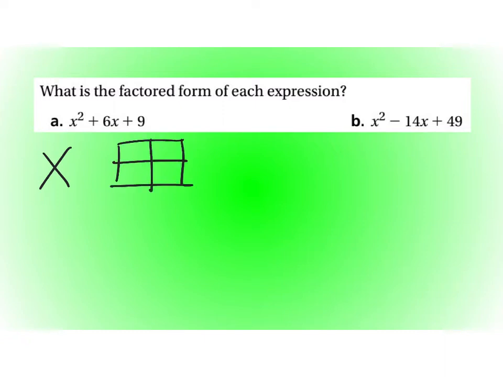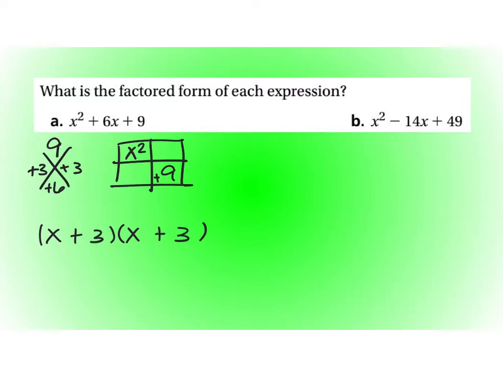So for our box, we would have X squared here, plus 9 here. So we need a product of 9 and a sum of positive 6. So when I go to set up my two binomials, I know I have X and X. Everything is positive, so we'll keep it that way. Product, so factors of 9 that will give us a sum of 6. Well, hello, 3 and 3.